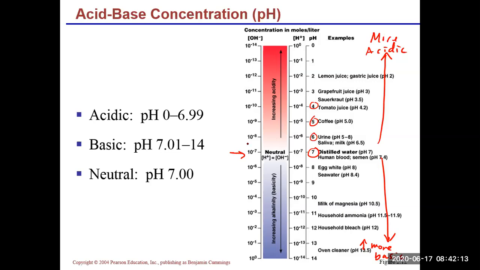Now you can look at some of the examples. Blood is actually about 7.4, so it's kind of almost neutral. Urine is 5 to 8. Most of the time, the urine is around 6, which is telling you it's a little bit acidic because of extra acid.